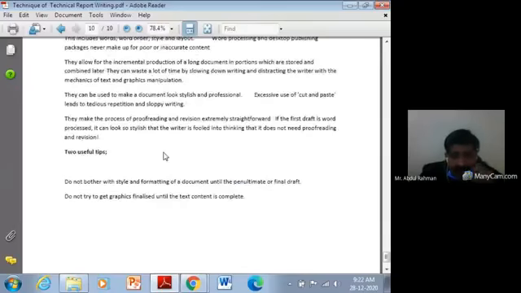Then we have at the end two useful tips, right? First of all, do not bother with style and formatting of a document until you have got a final draft, right? And then do not try to finalize the pictures, the diagrams, the graphs, until you are final with your content.